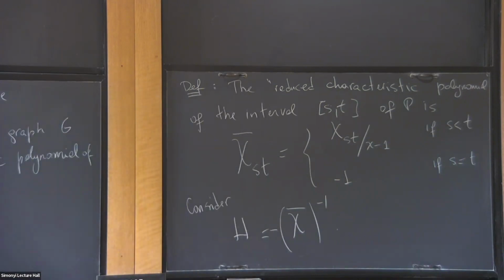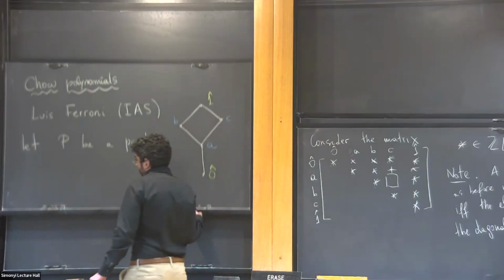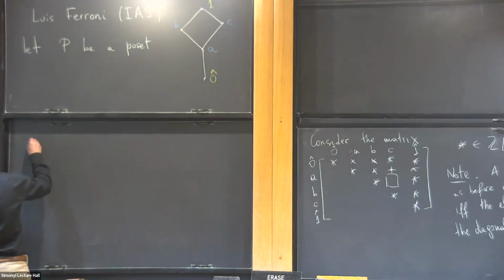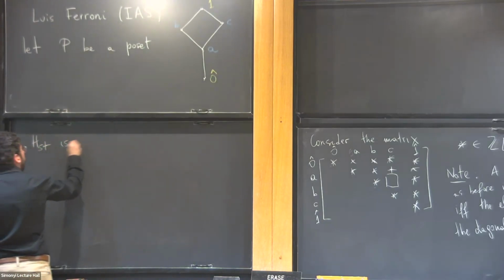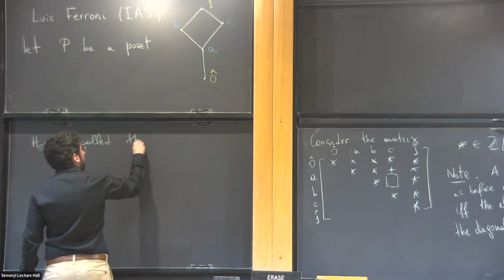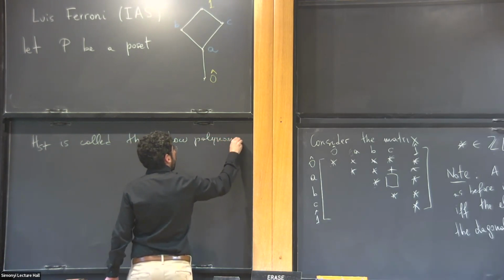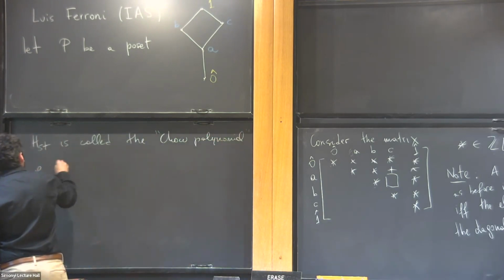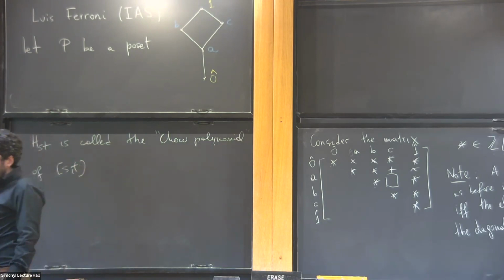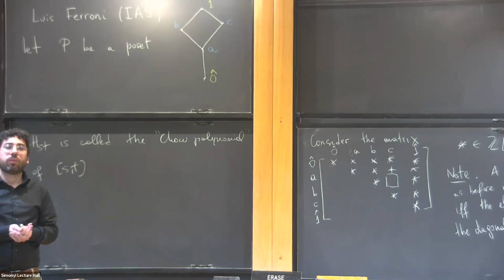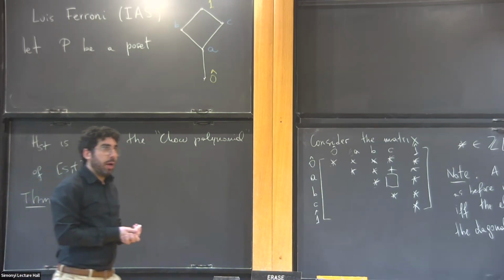So let me write that here. HST is called the Chow polynomial of ST. And one theorem, which is already very tricky. One question for you: is it obvious that it depends only on the interval ST? Because I guess it's true.